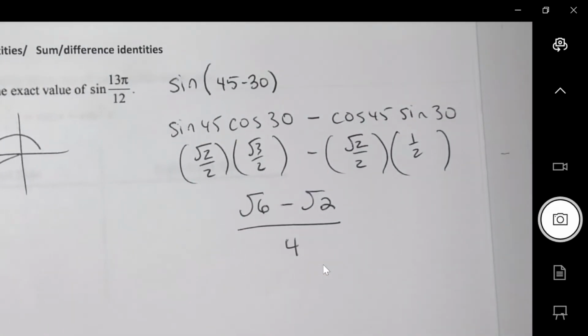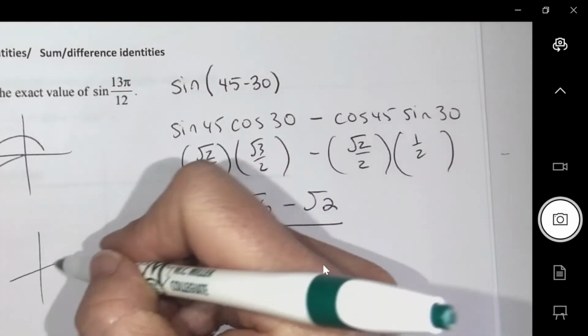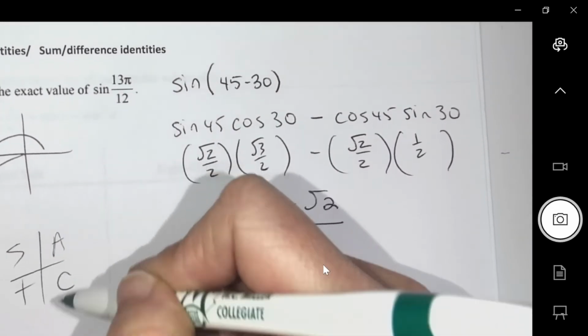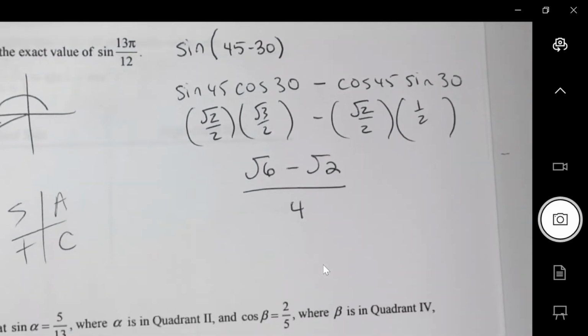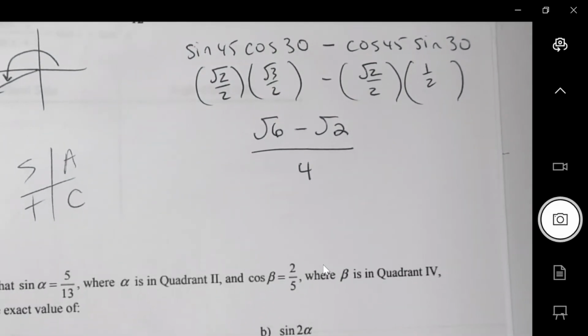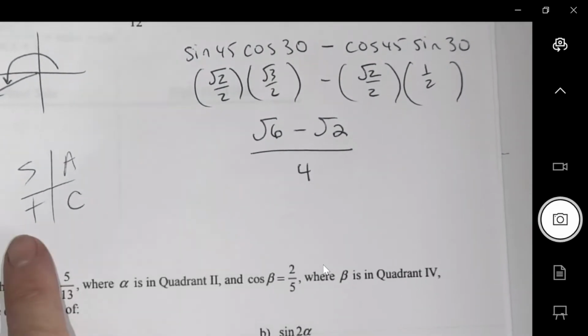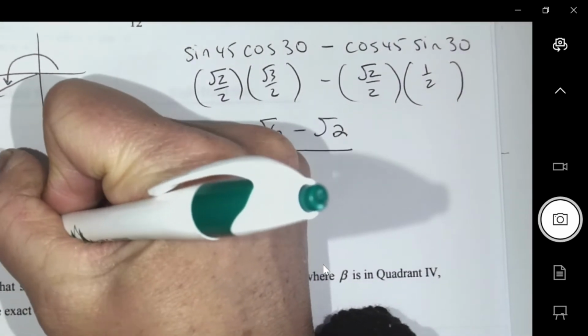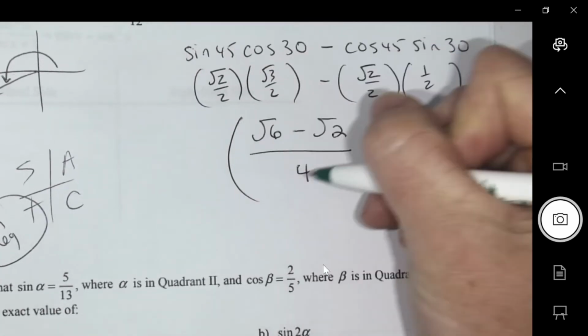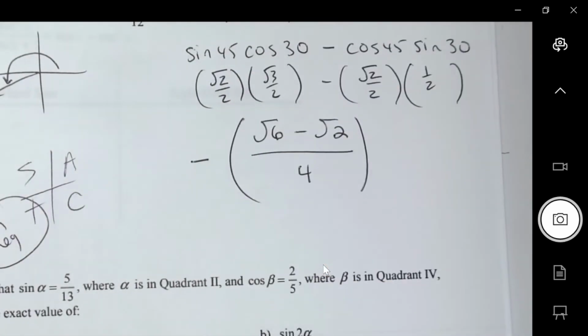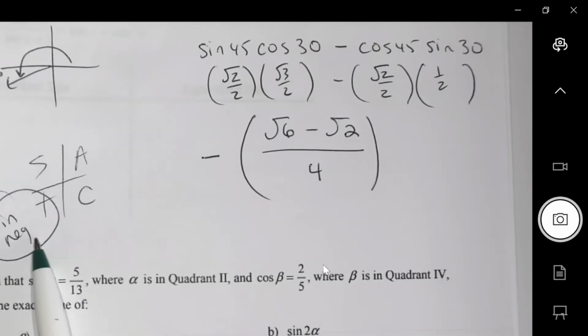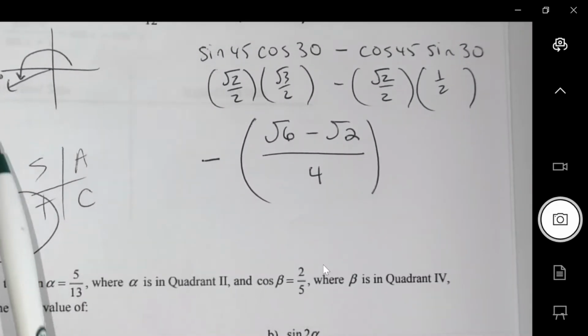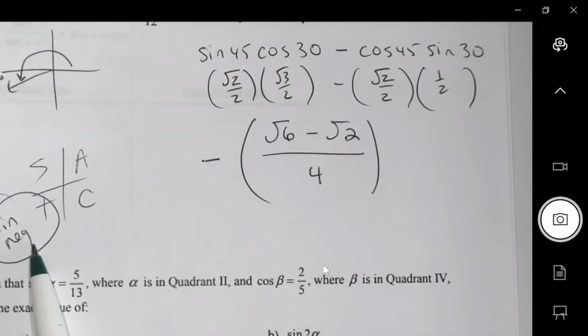I'm not done because I have to do my ASTC thought. And what do I know about the sign value in this quadrant? Sign is negative, so I'm going to put brackets with a negative. Because of the ASTC quadrant, I'm in this third quadrant, and sine has got to be negative there.